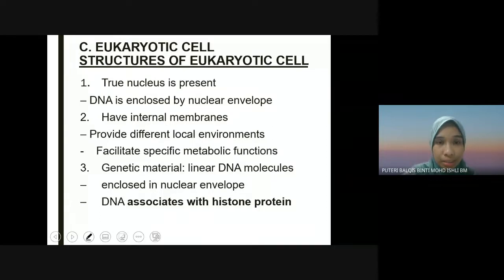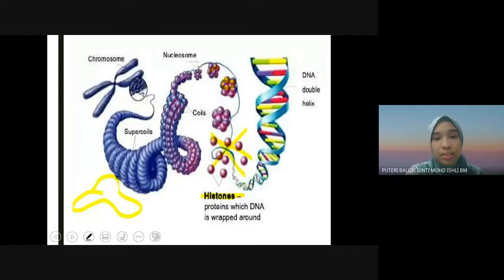Kalau eukaryotic cell ada true nucleus. The DNA is enclosed by nuclear envelope, so the DNA is located inside the nuclear envelope. And the DNA is linear. It's not circular, it is linear and associated with histone protein. So macam ni lah, inilah kita punya DNA.